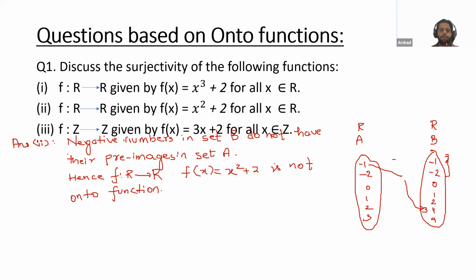So everyone please try this question, the third one, and tell me whether this is onto or not. If this is onto, then please try to prove this. I will give you 2 minutes for this. Please try to solve this in 2 minutes.